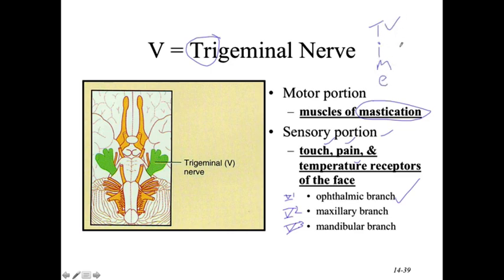The T is for temporalis, the M is for the masseter. We know that these are muscles of mastication. The I and the E are for the pterygoids, but there's an internal, that's the I, an internal pterygoid, and an external pterygoid for chewing.